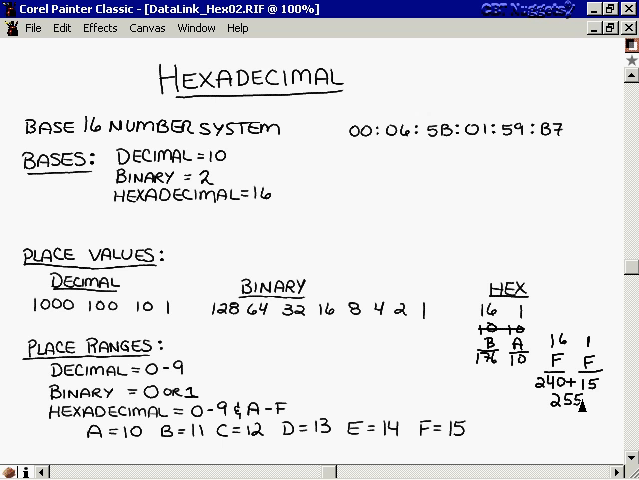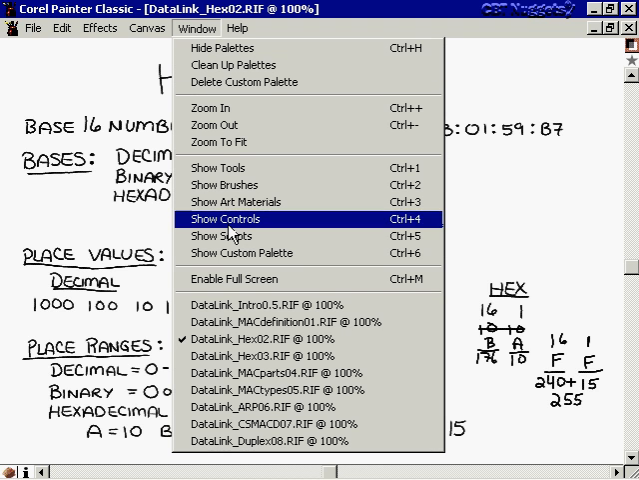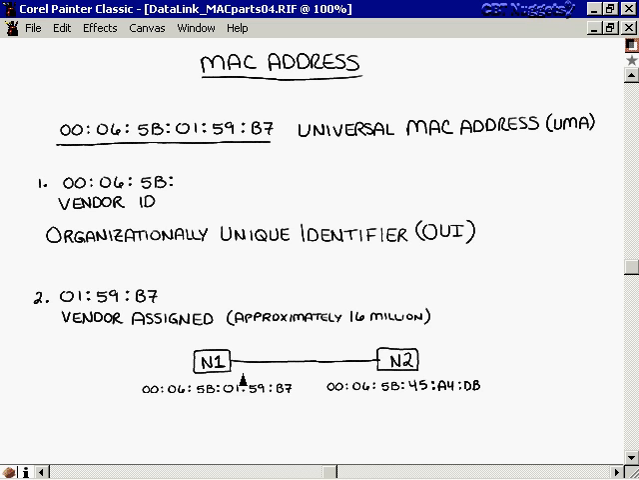Going back to our MAC address, let's look at the different parts. Here we have a standard MAC address. Again, it's what I pulled from the machine, and it's known as a universal MAC address, a UMA. There are 2 parts to every universal MAC address. The first part is a vendor ID. In this case, 00065B. This vendor ID is also known as an organizationally unique identifier, an OUI.